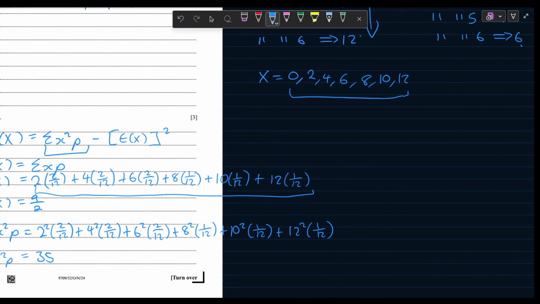So it means our variance of x is going to be equal to 35 minus our expectation squared. So minus 9 over 2 squared. So var of x is equal to, let's punch this into the calculator, 35 minus 9 over 2 squared, and that gives us 59 over 4 or 14.75, and that is our final answer.